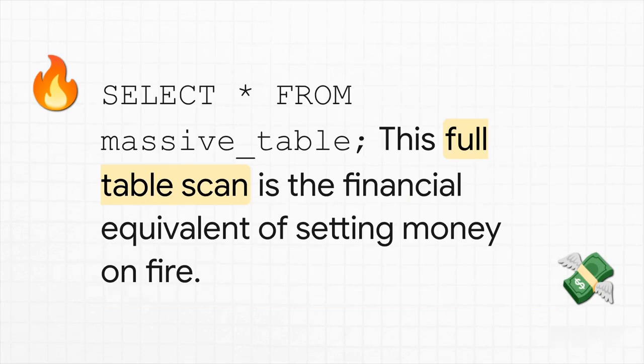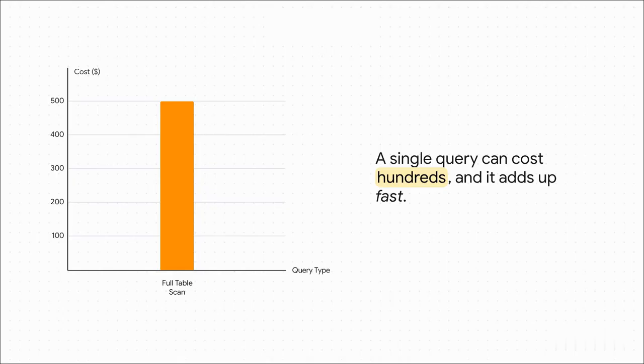And here it is, the villain of our story. Select star. It looks so simple, so innocent. But what this query is actually telling BigQuery is, hey, go read every single column from every single row of this entire gigantic table just to find the stuff from one day. We call this a full table scan, and it's basically the financial equivalent of lighting a pile of cash on fire.